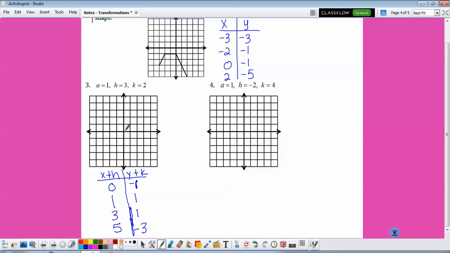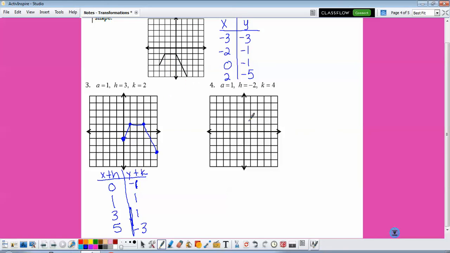And now we can plot. So 0, -1, 1, 1, 3, 1. Oops. 0, -1, not -1, -1. And 5, -3. So now if you notice, our shape didn't change in size, it just moved.